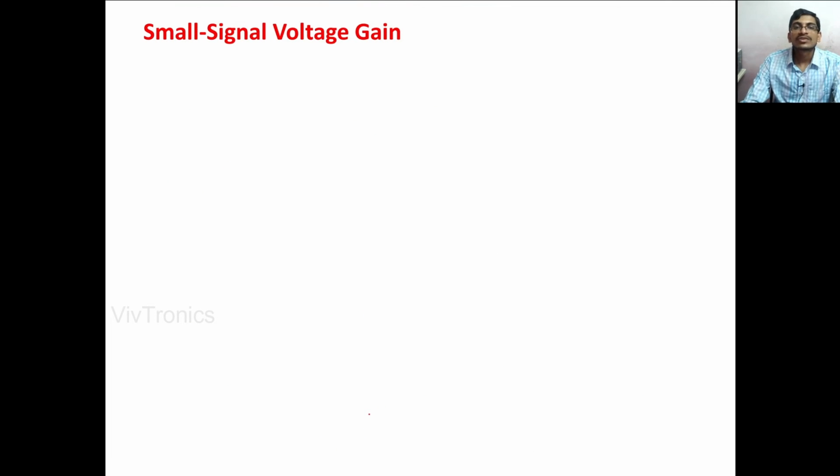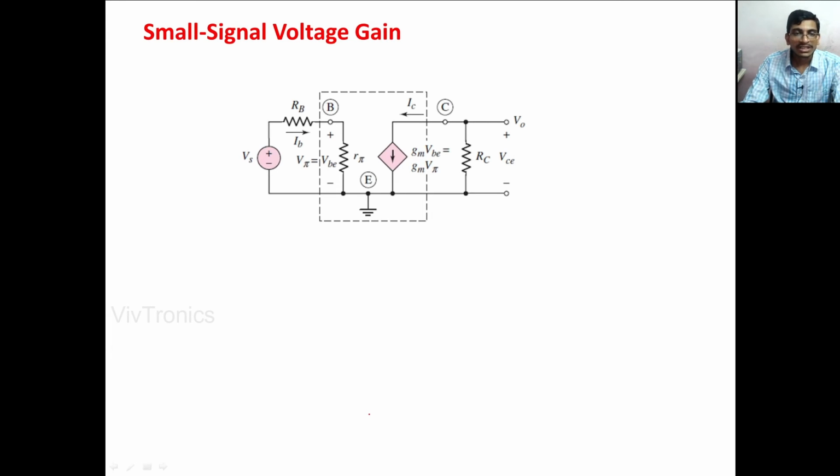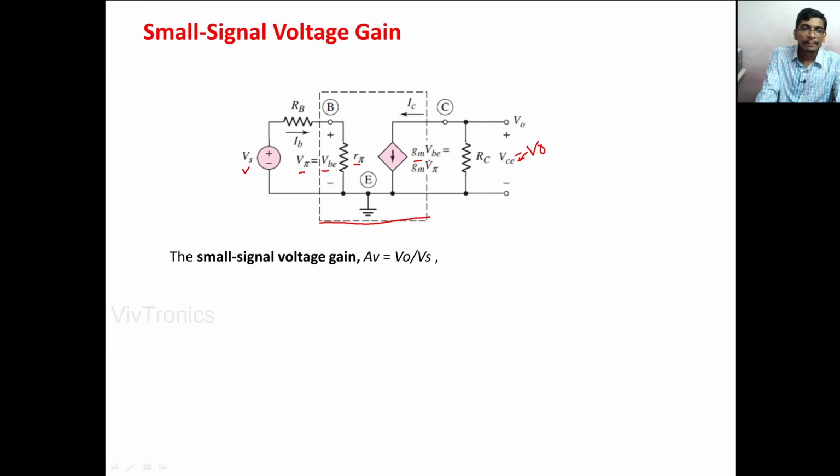Next we are going to get the small signal voltage gain of the CE configuration. Here, in the place of the transistor, we have replaced the small signal equivalent circuit in this box. At the input side we have R pi resistance, at the output side we have gm VBE, and the voltage across R pi is V pi or VBE. Vs is the input AC signal source and VCE is the output voltage, which is also equal to V0. Here the gm VBE current can also be represented as gm V pi. The small signal voltage gain can be calculated as the ratio of output voltage to input voltage, V0 divided by Vs.